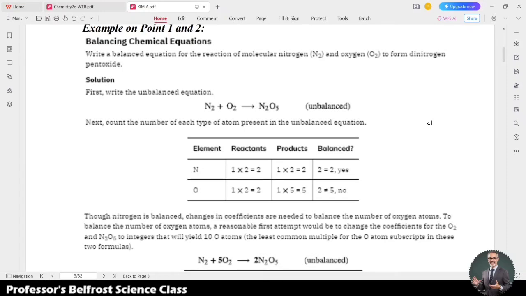And then, next, count the number of each type of atom present in the unbalanced equation on both sides. So with N we have 2 atoms on the reactant side, and on the product side we have 2.